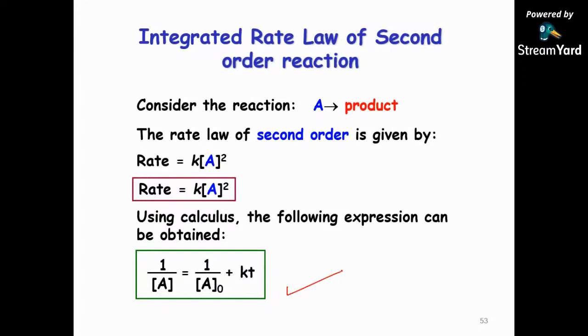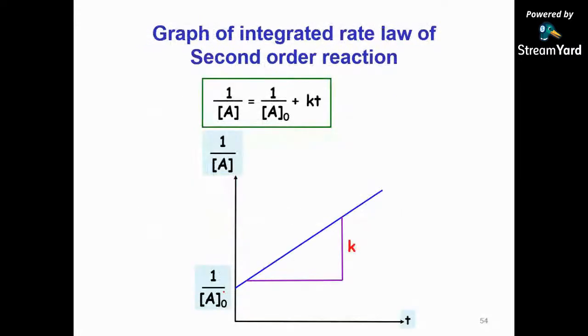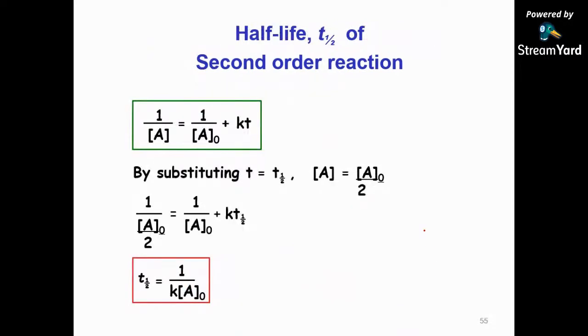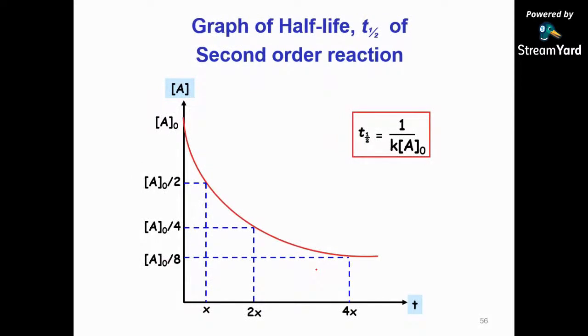The pattern for second order is 1 over concentration. Just now, first order is ln. Zero order, nothing, just concentration versus time. So now you notice that the integrated rate law for different order of the reaction has a different pattern. So this is the curve. This is the graph of 1 over concentration of A versus time. Half-life for zero order, okay, this is the pattern.